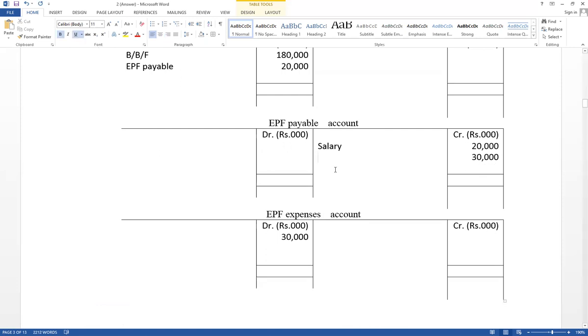EPF payable account credit as a EPF expense. EPF expense account debit 30,000 as a EPF payable. EPF expense account debit, payable account credit.